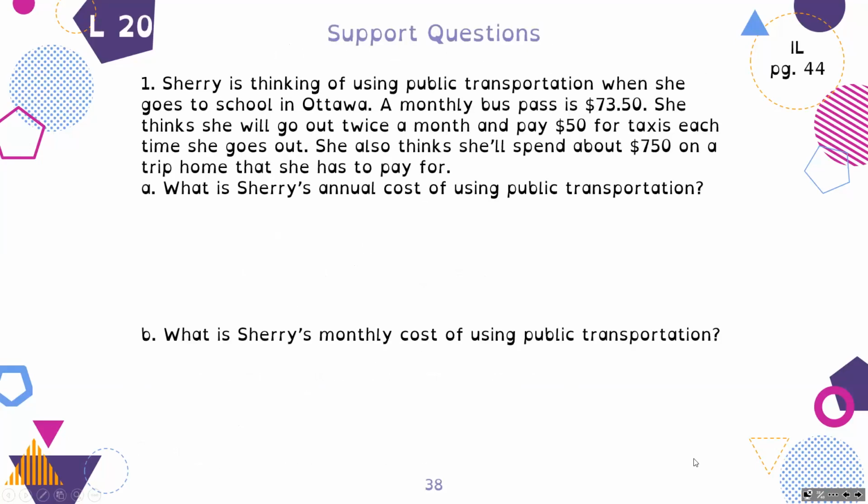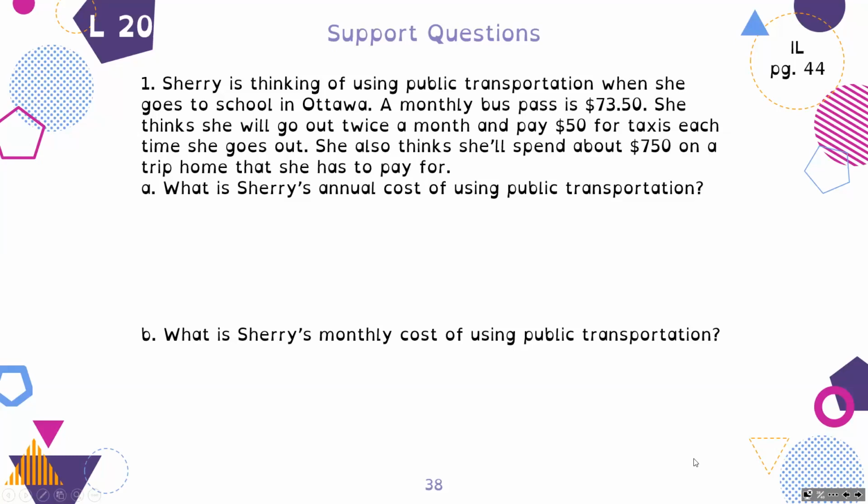So the support questions for lesson 20 on page 44. Number 1, Sherry is thinking of using public transportation when she goes to school in Ottawa. A monthly bus pass is $73.50. She thinks she will go out twice a month and pay $50 for taxis each time she goes out. She also thinks she'll spend about $750 on a trip home that she has to pay for. What is the annual cost of public transportation for Sherry?